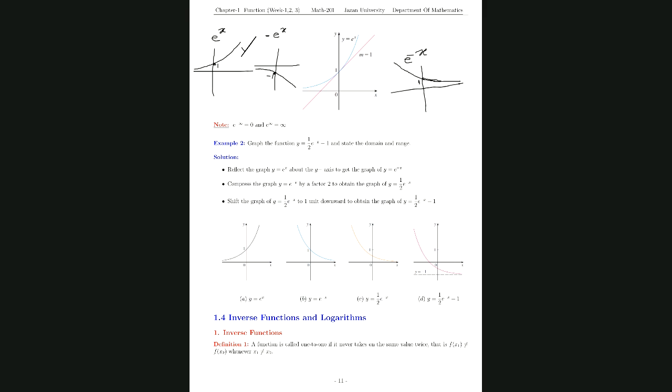So see the difference. E power x is graph number 3. If the minus is first, then the graph goes down. If it is e power minus x, then the graph goes this way. Reflection about the y-axis, like that. This is one, all the time one. Right? Just remember this.